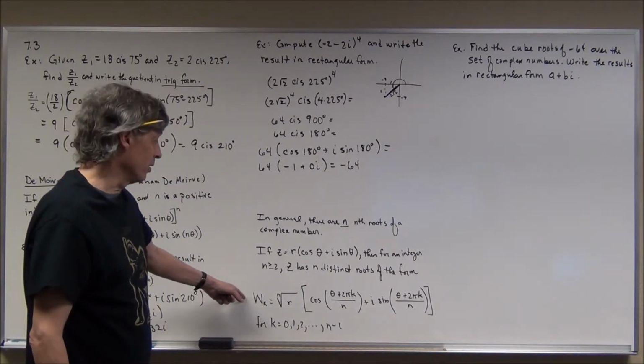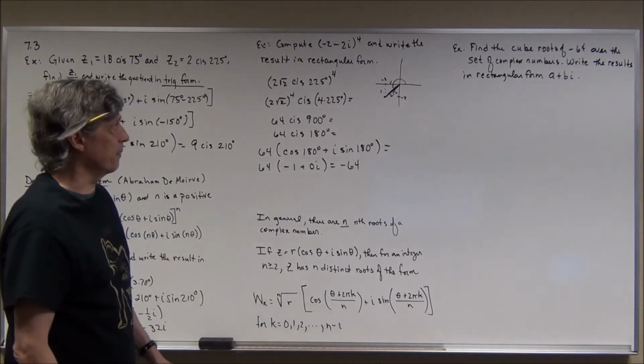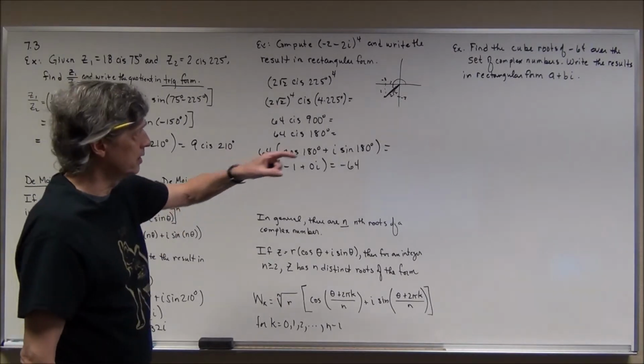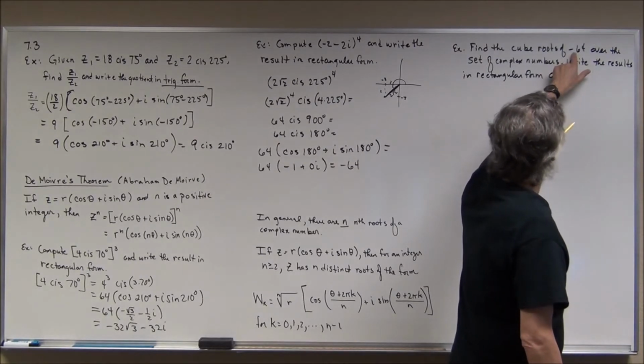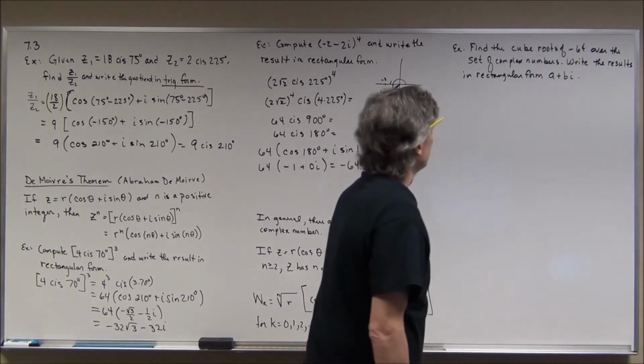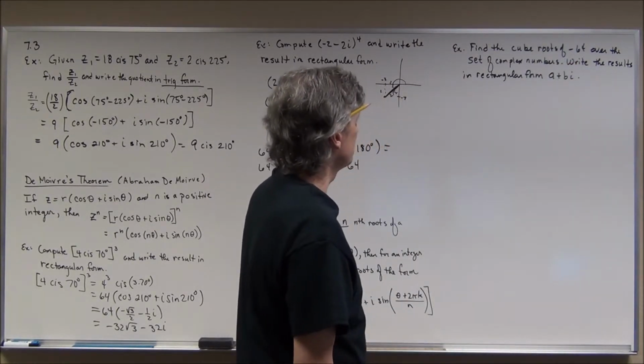Now I know that's kind of weird looking, but I'll try to show you in an example if I can here. In fact, look at the example. Oh, actually this is fourth root. I thought I was doing fourth roots here. Find the cube roots of negative 64 over this set of complex numbers.